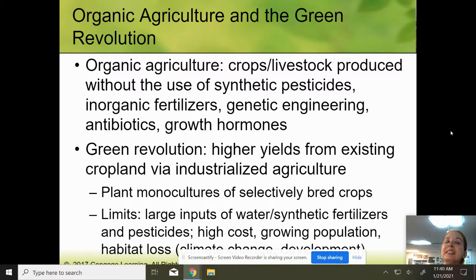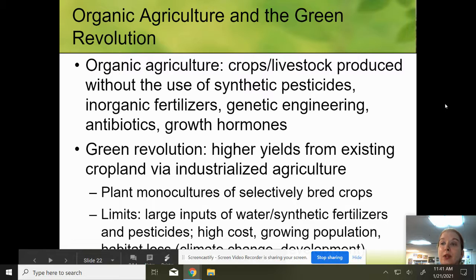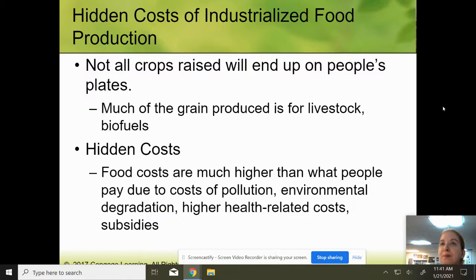Green revolution sounds like a good thing, but it wasn't. It resulted in higher yields from existing cropland through industrialized agriculture. So it started the whole planting monocultures of a lot of things with tons of water and chemicals. It cost a lot, and it does feed our growing population, but there is a limit to it. It did affect a lot of habitat loss as well as climate change, impacting that in a negative way. So green sounds warm and fuzzy, but it is not.